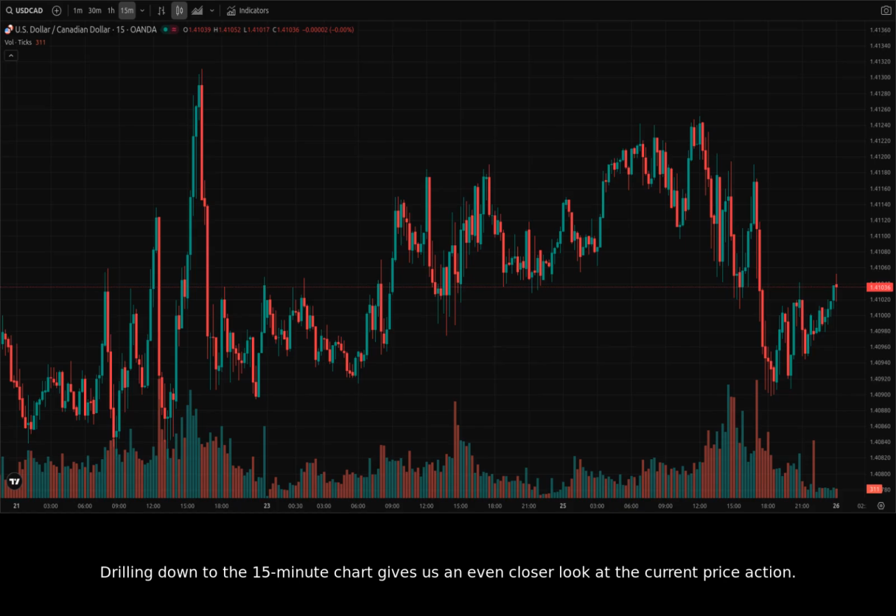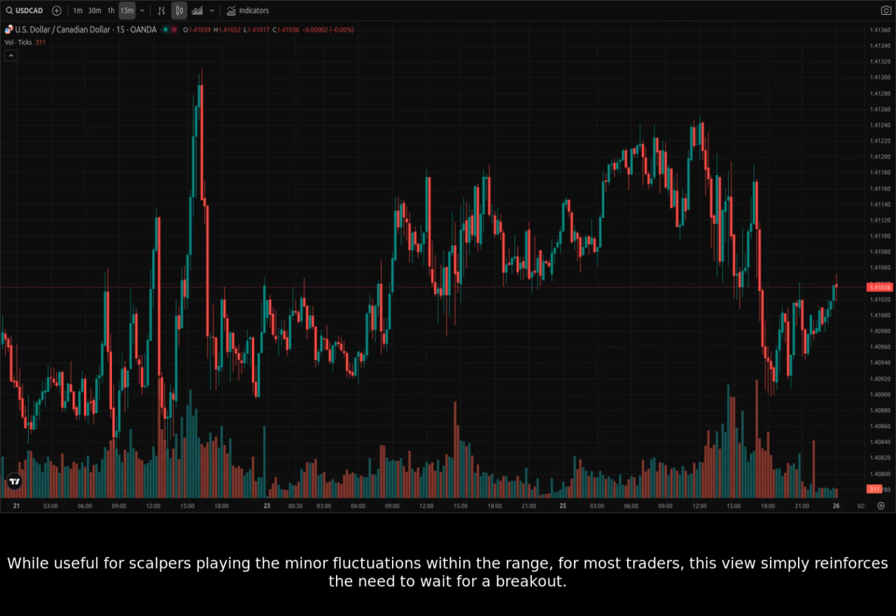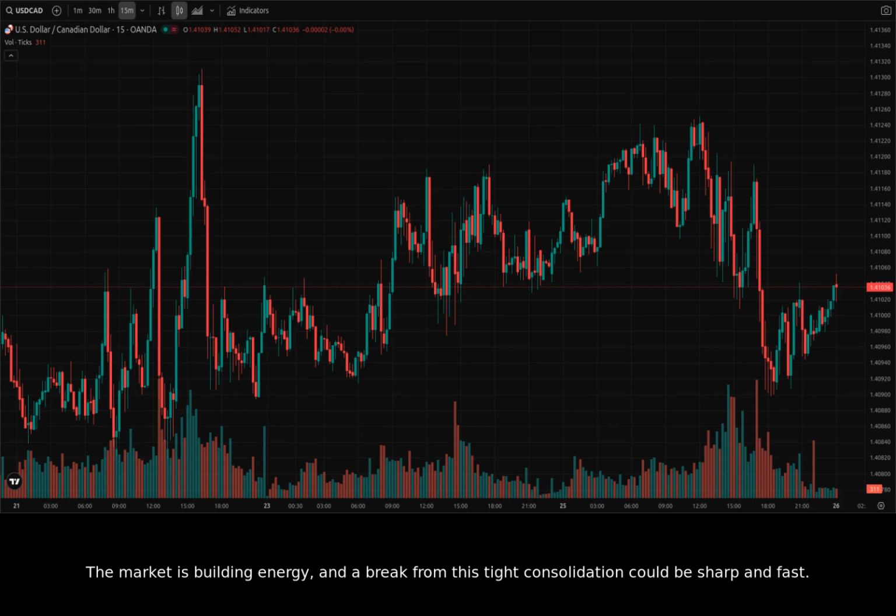Drilling down to the 15-minute chart gives us an even closer look at the current price action. Here, we can see the choppy, sideways movement very clearly. The price has been oscillating around the 1.4110 level for the past several hours without any real conviction. This timeframe confirms the consolidation we saw on the hourly chart. While useful for scalpers playing the minor fluctuations within the range, for most traders, this view simply reinforces the need to wait for a breakout. The market is building energy, and a break from this tight consolidation could be sharp and fast.